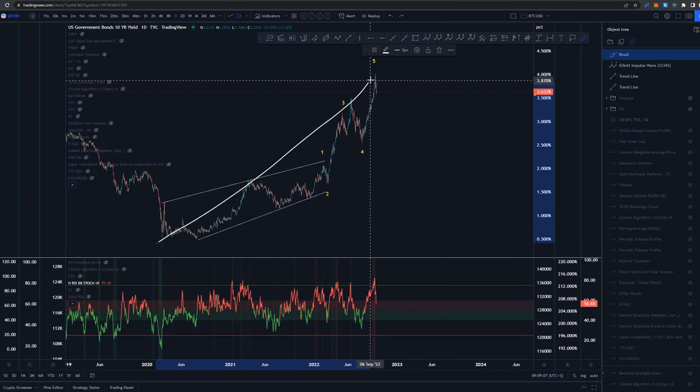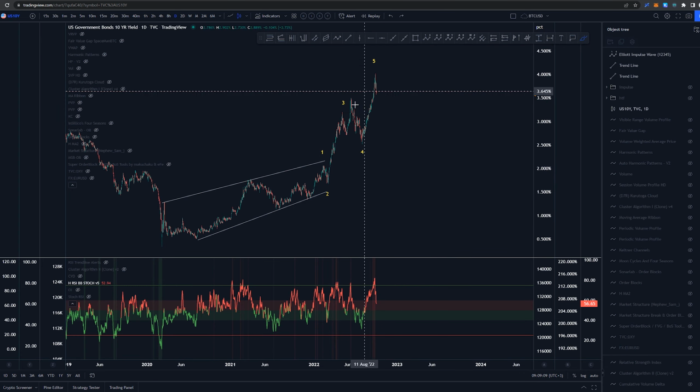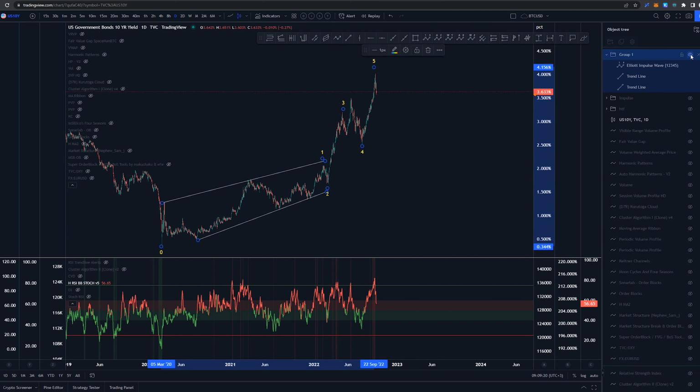Now, what I don't like about this is, again, the proportions. If we are looking at the wave 1 size, comparing it to the rest, it doesn't make sense time-wise. Of course, it is possible, but definitely not my preference.